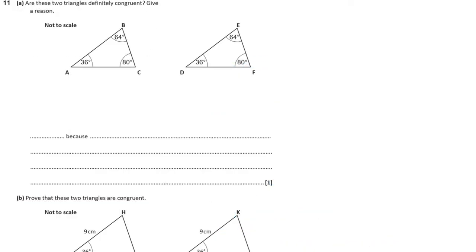Question 11. Are these two triangles definitely congruent? Give a reason. Now we can see that they look pretty similar and they've got exactly the same angles. We've got 36 and 36, 80 and 80, and 64 and 64. So they certainly look pretty darn alike. But can I definitely say that they're congruent?